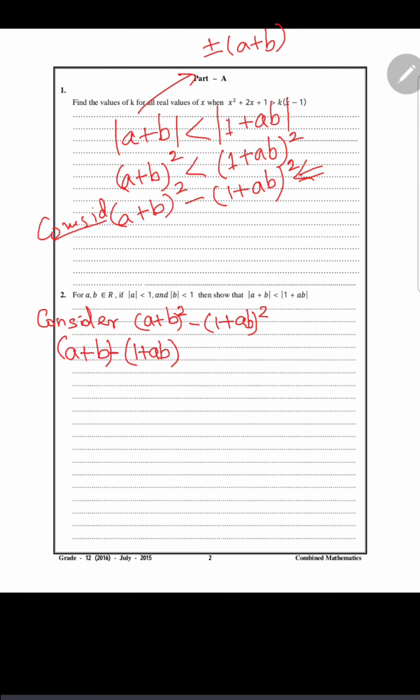In one bracket we can put minus, and in the other bracket between the two terms we can put positive. Now simplify. (a + b - 1 - ab), and here (a + b + 1 + ab).